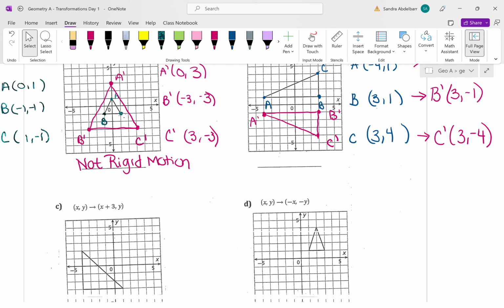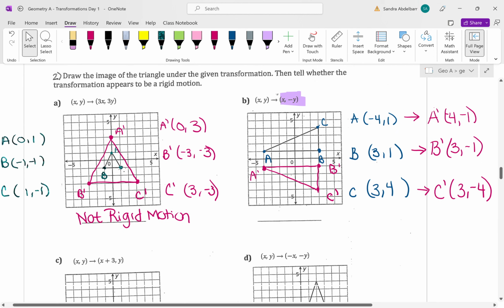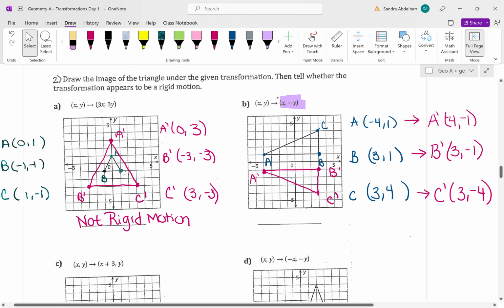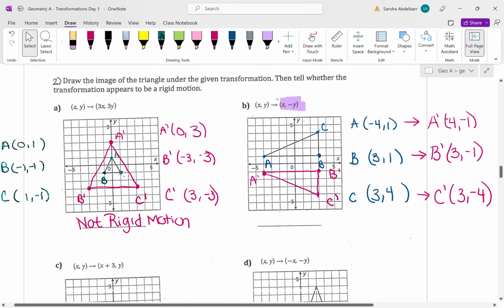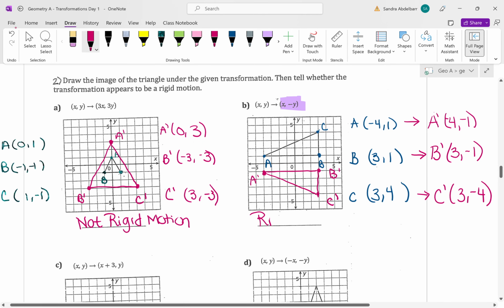Are we ready? Let's see what we have here. Oh, sorry. Was letter B a rigid motion or not rigid motion? What do we think? Rigid motion.